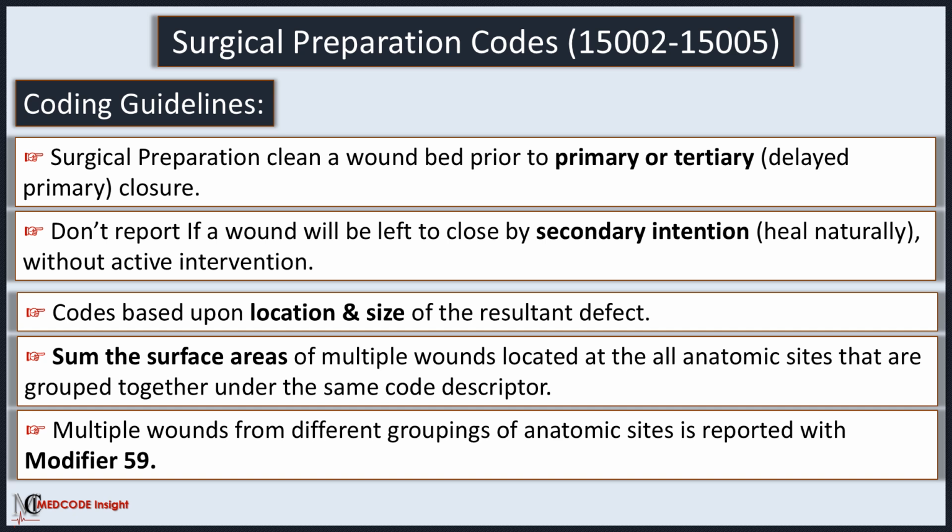Surgical preparation codes are based on the location and size of the resultant defect. For multiple wounds, sum the surface area of wounds from all anatomic sites grouped together under the same code descriptor. Surgical preparation involving different groupings of the anatomic site should be reported with modifier 59.